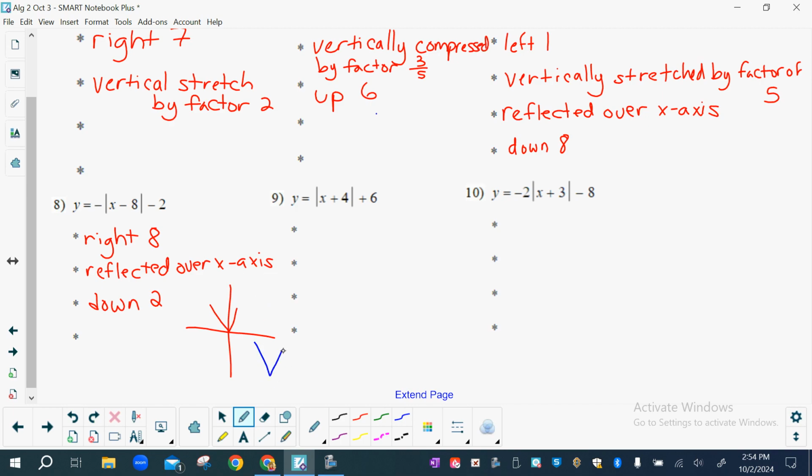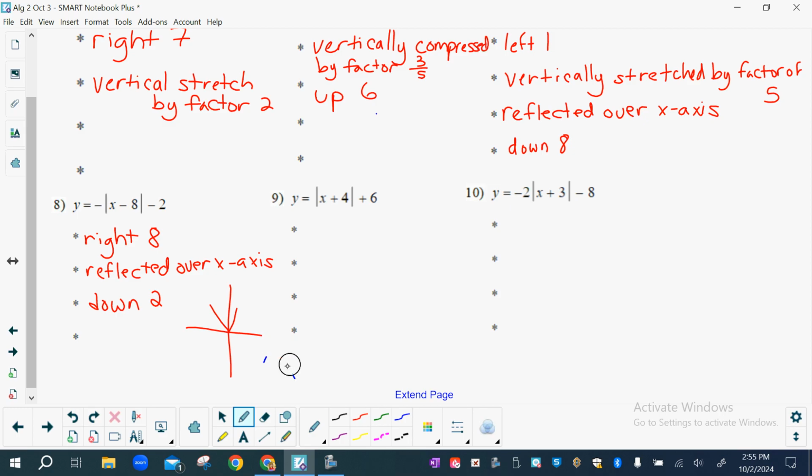And then when I reflect it over the x-axis, it goes like that. We don't want that. We want it to be right 8, reflected over the x-axis, and then down. So my graph is going to end up down here, facing down. Does that make sense? So my graph is going to look something like that.